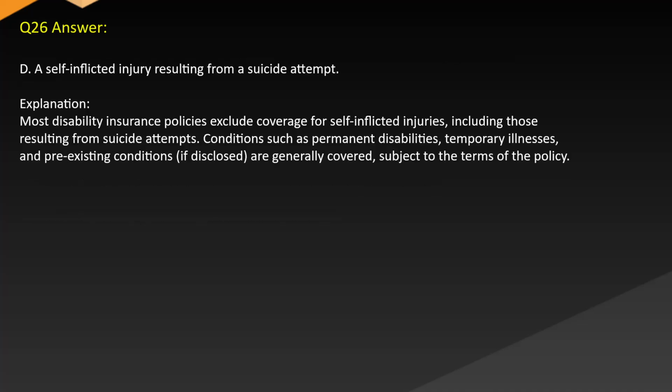Answer: D. A self-inflicted injury resulting from a suicide attempt. Explanation: most disability insurance policies exclude coverage for self-inflicted injuries, including those resulting from suicide attempts. Conditions such as permanent disabilities, temporary illnesses, and pre-existing conditions, if disclosed, are generally covered subject to the terms of the policy.